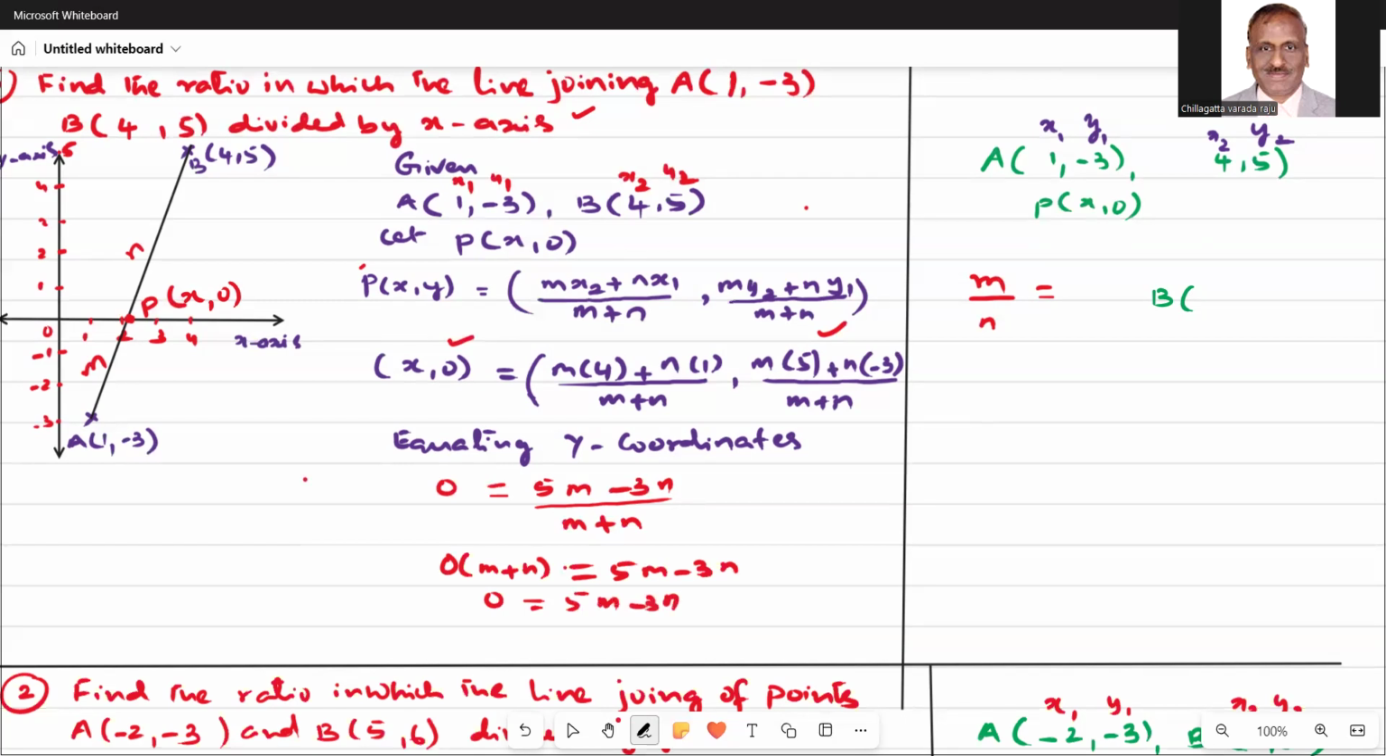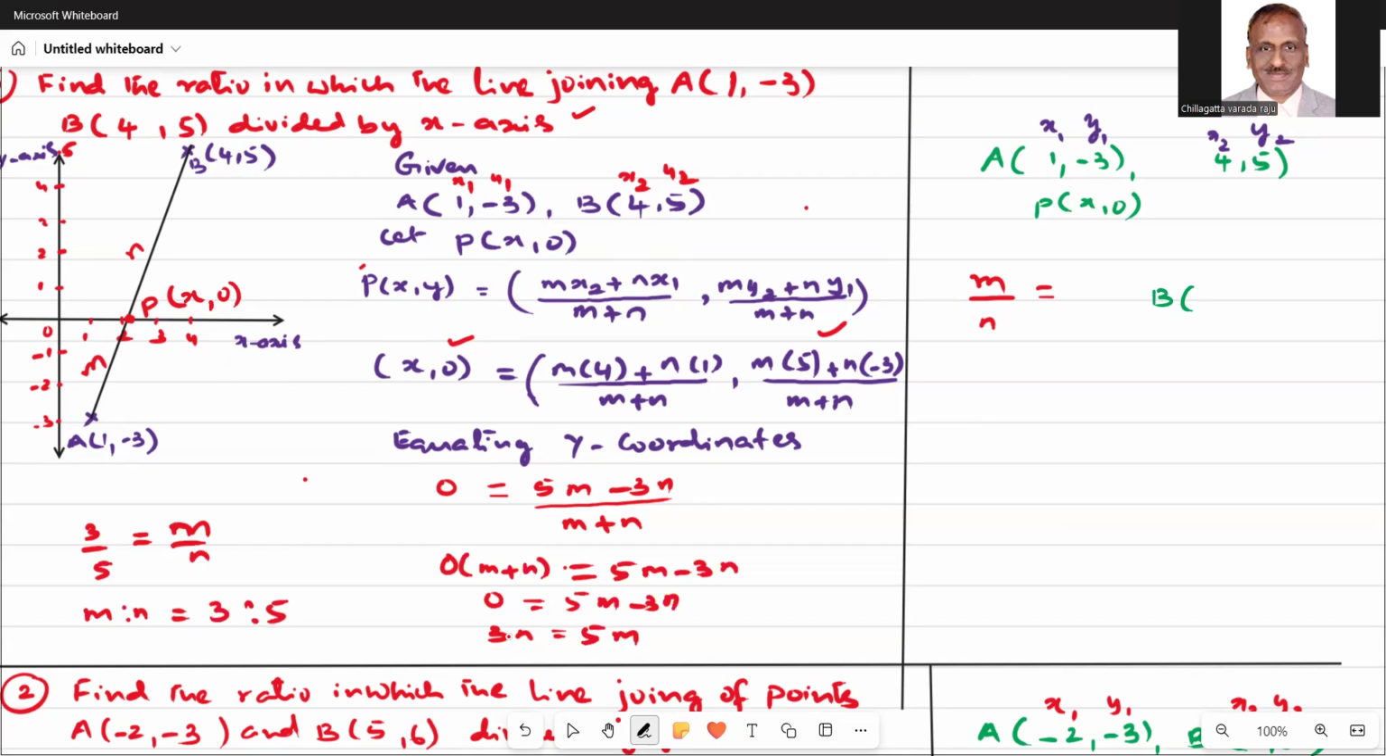3n, you bring it to LHS. 3n is equal to 5m. Okay, sir, you need the value of m is to n. So cross multiply n and 5. So what are you going to get here? 3 divided by 5 is equal to m divided by n. So that means m is to n is equal to what? 3 is to 5. What is the meaning of this, m is to n is 3 is to 5?